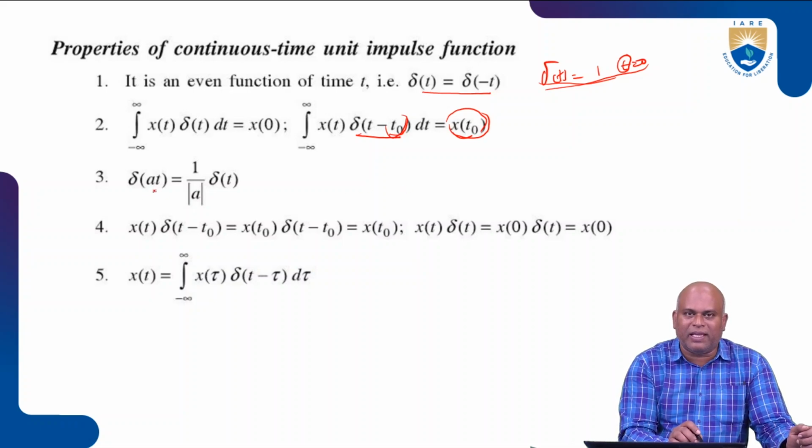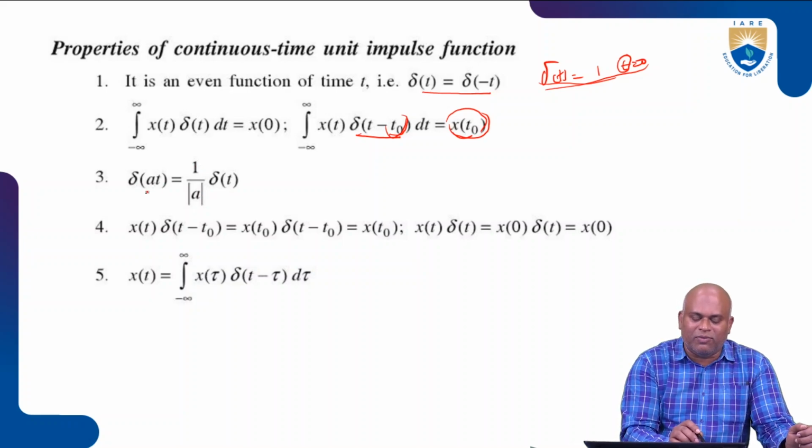Next, if you multiply by any constant a in the time domain, it becomes the absolute value of a times delta of t. So the multiplication in the time domain by a gives mod of a times delta of t. This is the third property.